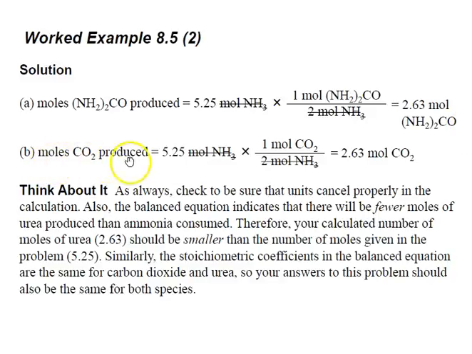So for moles of carbon dioxide produced, we can do that from ammonia, starting with 5.25 moles of ammonia. These are going to be our coefficients from our balanced reaction. There's 2 moles of ammonia, 1 mole of carbon dioxide. Moles of ammonia cancel. And then doing the math here, we get 2.63 moles of carbon dioxide.